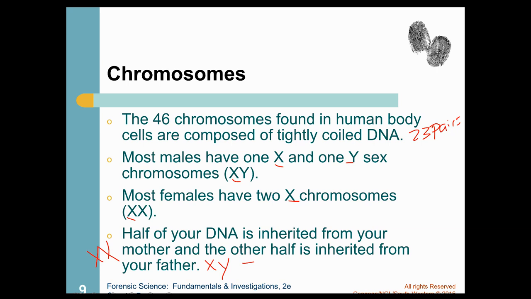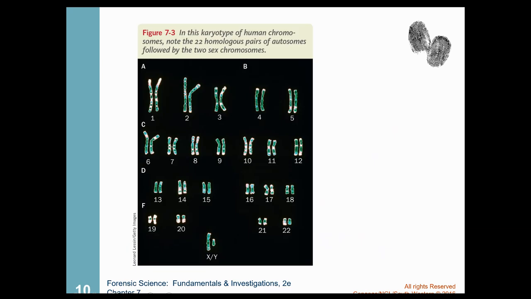All right, so that's how inheritance works, 50%. It's like a 50% lottery. All of your genetics is like a random 50% from your mother and your father. So this is a karyotype of those 46 chromosomes. We have our 22 homologous pairs of autosomes, followed by the two sex chromosomes. You notice they vary by size and shape, and they are arranged from the largest to the smallest, from 1 to 22. And this is what's known as a karyotype.